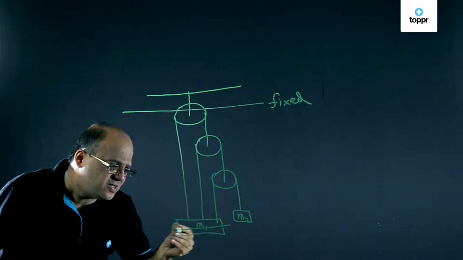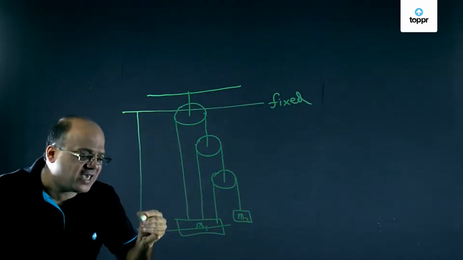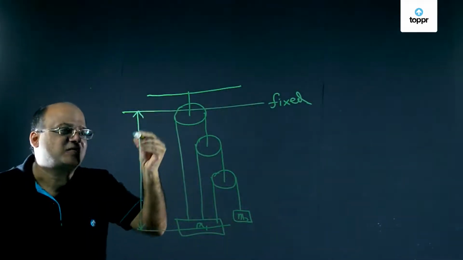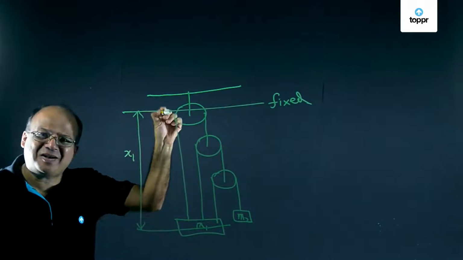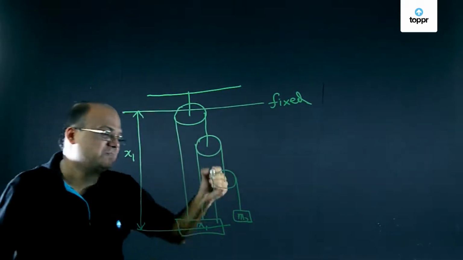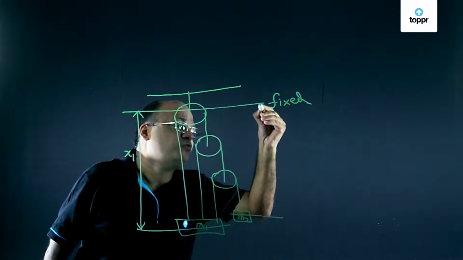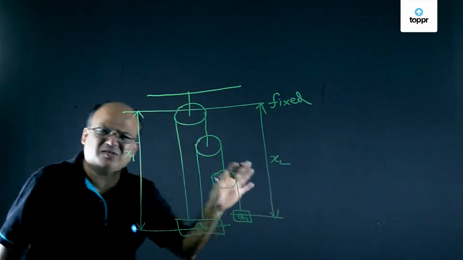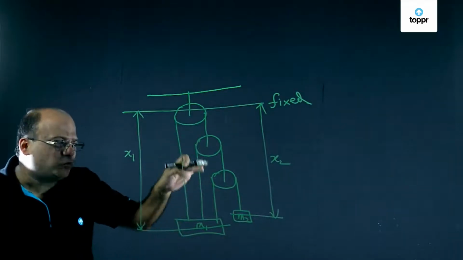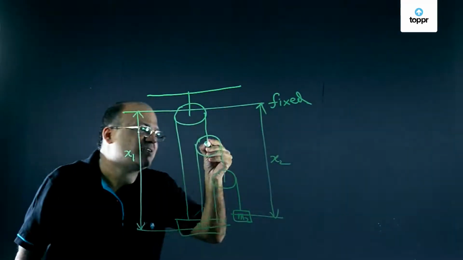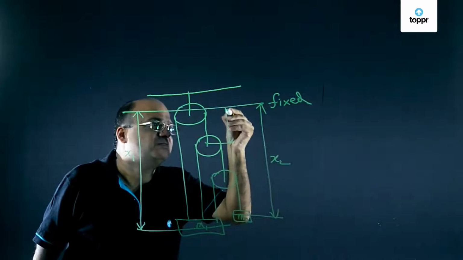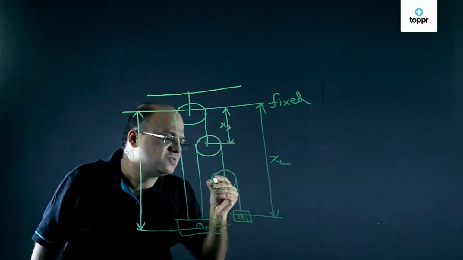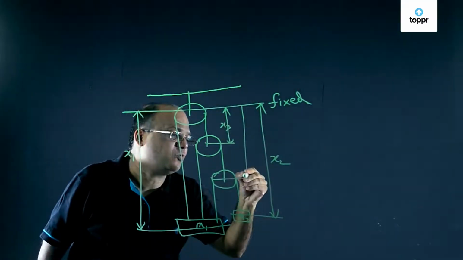Then call the distance to M1 as x1. So this is x1. Remember, all distances from the fixed pulley. Then the distance to M2, we call it x2. You follow this logic all the time. Now there are two extra pulleys. So we can call this x3, and the distance to this pulley as x4.